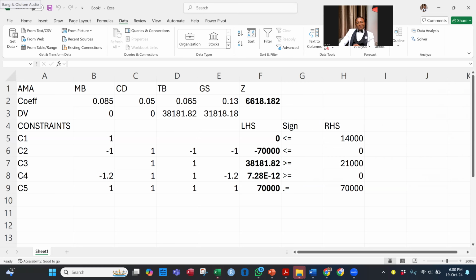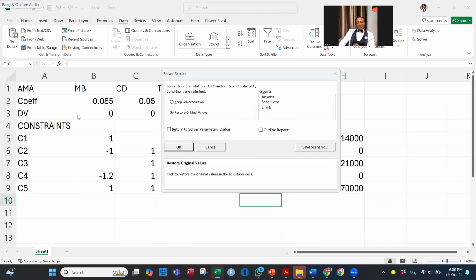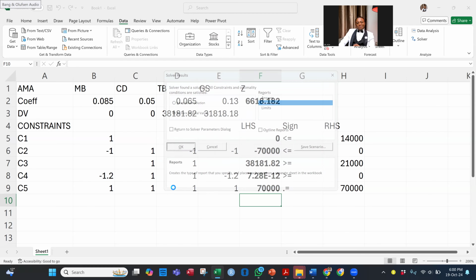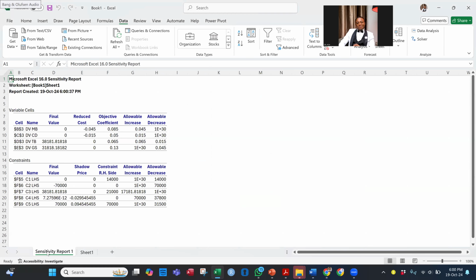You will now have the results here. Select restore original values. The reason you have to do that is because you don't want the values here to show the results. You rather want the results to show in a sheet called sensitivity. So click on sensitivity and click OK. A new sheet will be created with all the sensitivity results, which we are interested in. I just did that. And here is a new sheet. And here is your beautiful result.